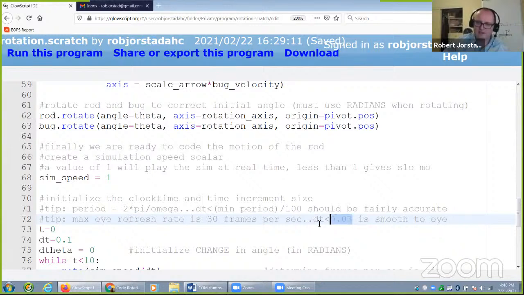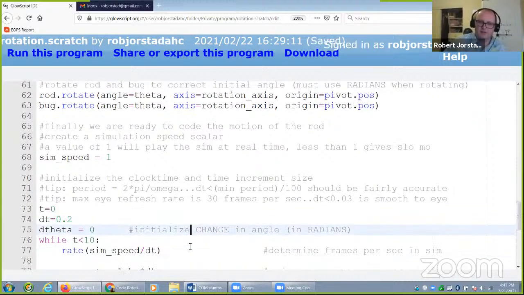Similarly, if you want something to be smooth to the eye, we'd probably want a dt under 0.03 seconds. Your eye can see about 30 frames per second. So notice we should actually be able to see this a little bit. Maybe I'll even up this to 0.3. So we should see this happening quite a bit. Oh yeah, let's just say 0.2. Let's do that. All right, and now let's go into this.